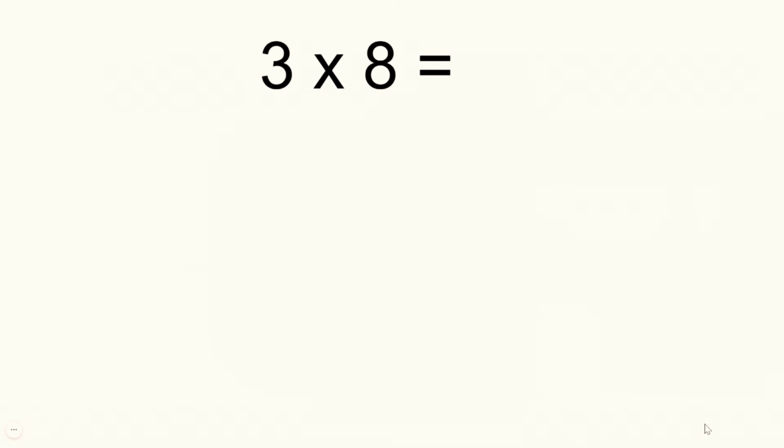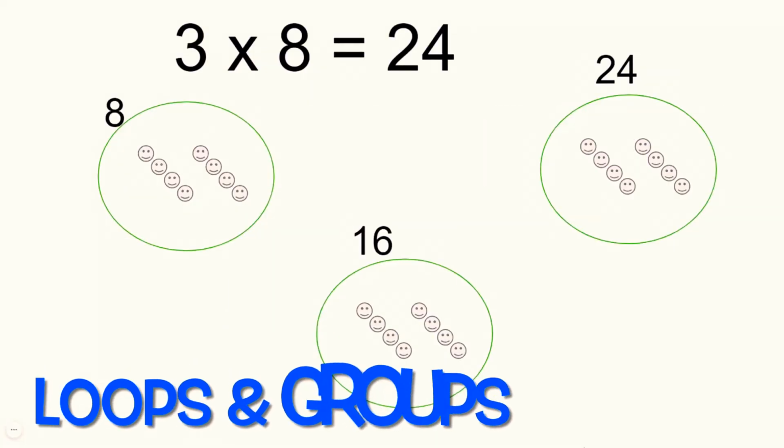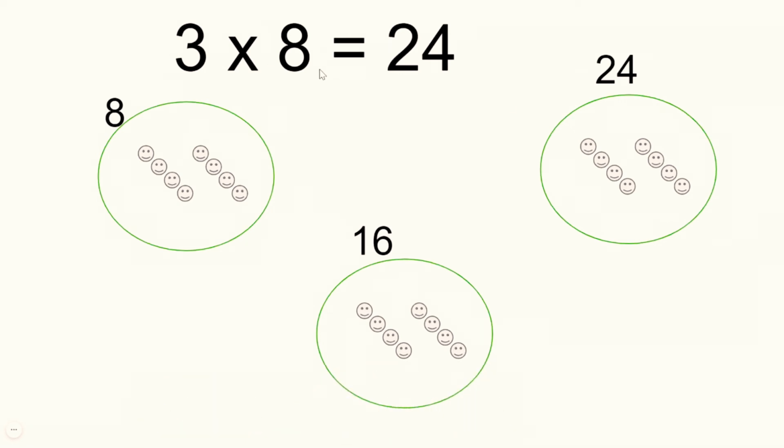So far, we've looked at multiplication in a few different ways. We've multiplied using loops and groups. That means we make 3 loops and put 8 in each one. We count all that we have. We've got 8, 16, 24, because 3 times 8 is 24.